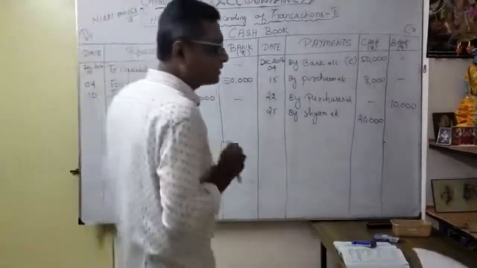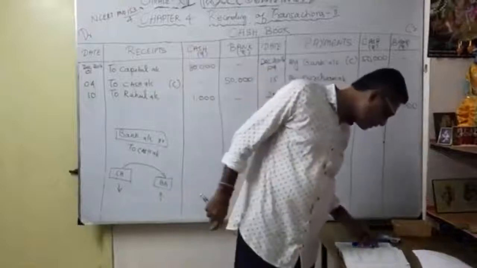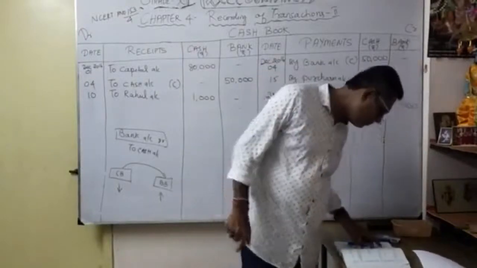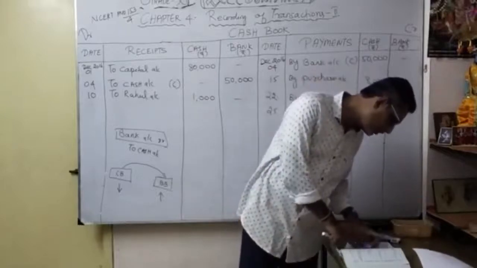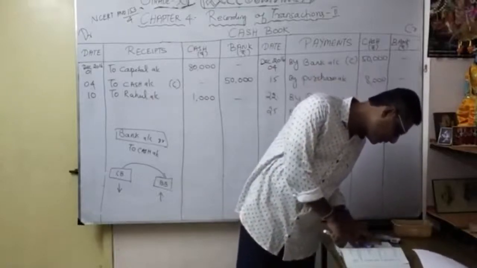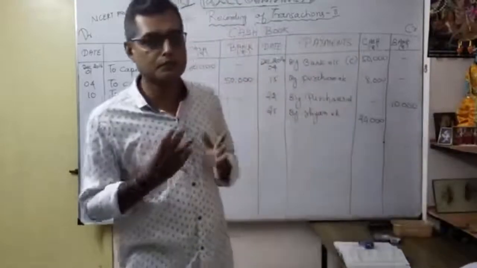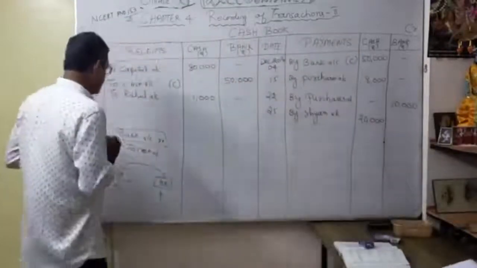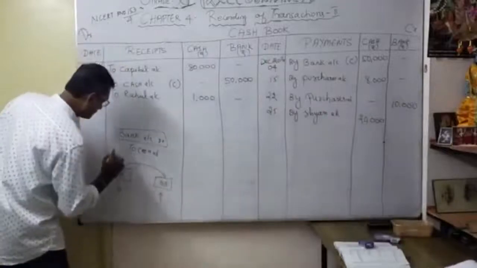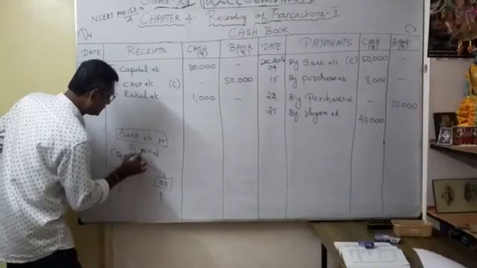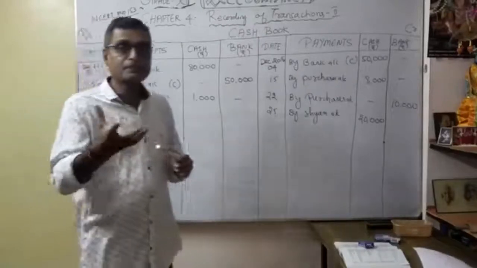Now we are going to the next transaction. What is the next one? It's very important. Drawn from bank for office use 2,000. So what is the entry? It's so simple: cash withdrawn from bank for office use. Here this is deposited. Correct. This one is deposited, so our cash goes to the bank. Now the cash is withdrawn from the bank.